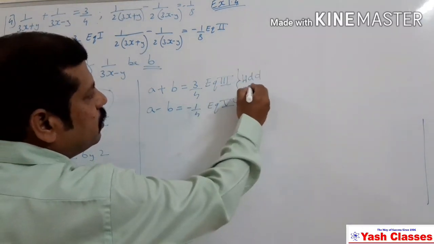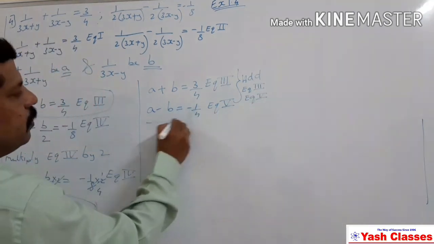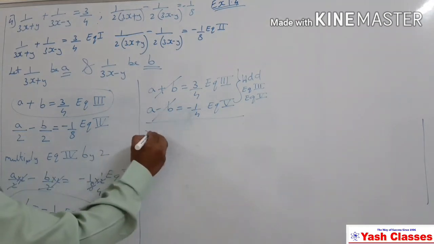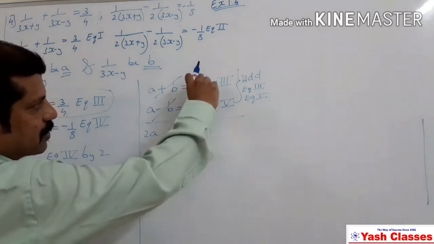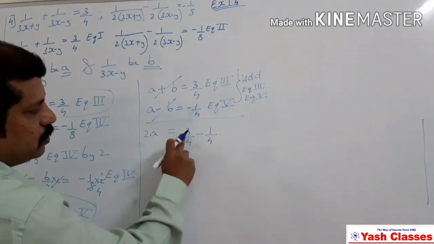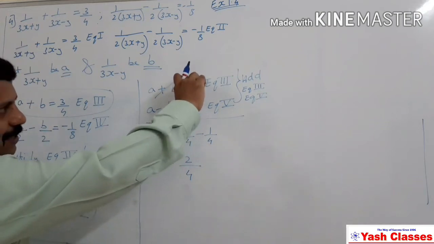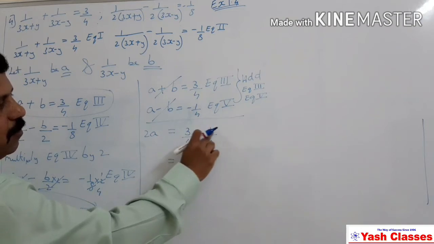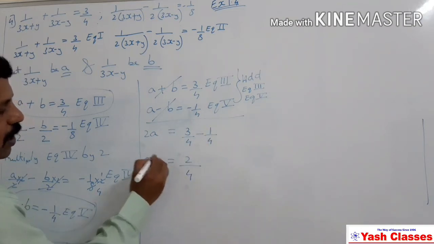Add equation 3 and equation 5. Now here plus B and minus B cancel. A plus A, 2A is equal to, see here, 3 upon 4 and here the sign is minus 1 upon 4. 3 minus 1 is 2, so 2 upon 4. Again, see here, 3 upon 4 minus 1 upon 4: 3 minus 1 is 2, over 4. So 2A is equal to 2 upon 4.